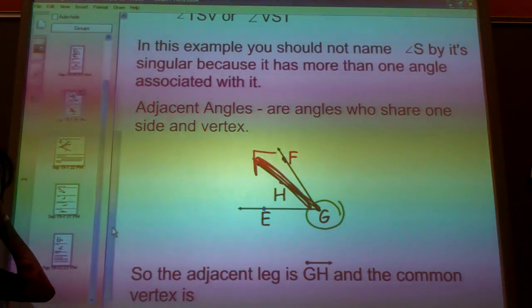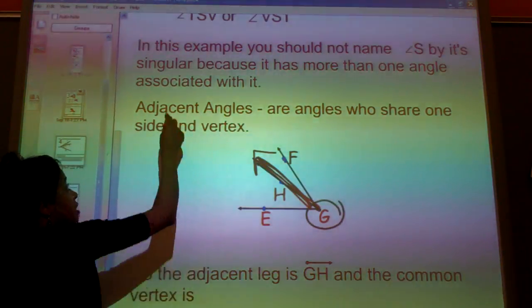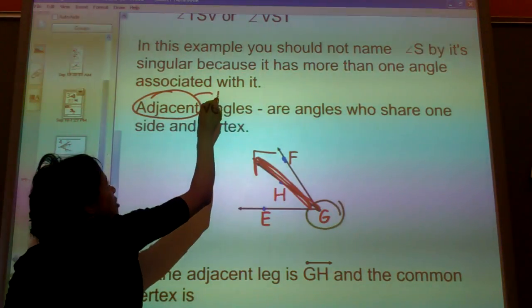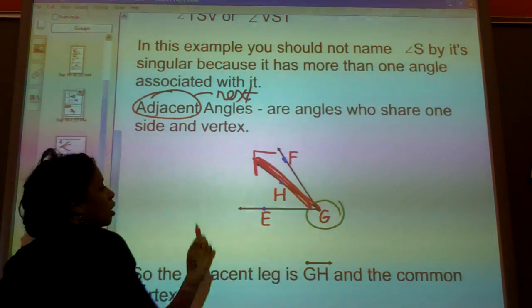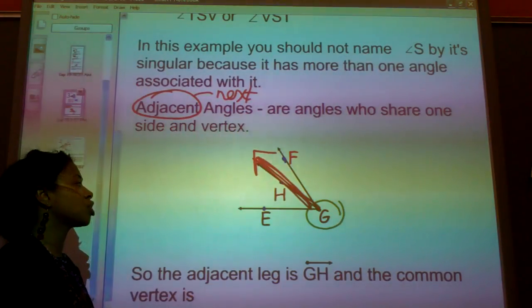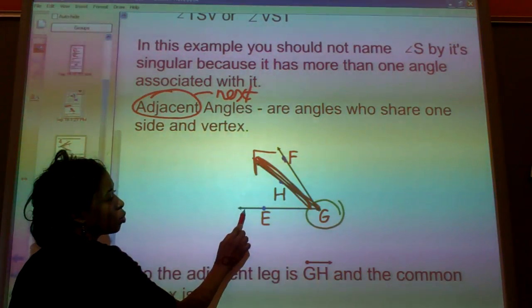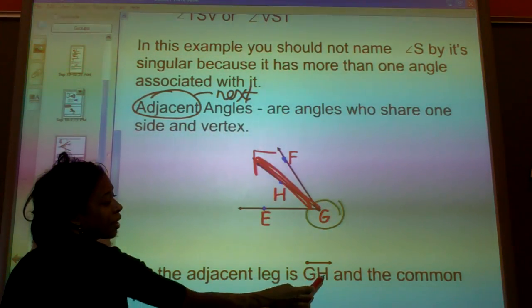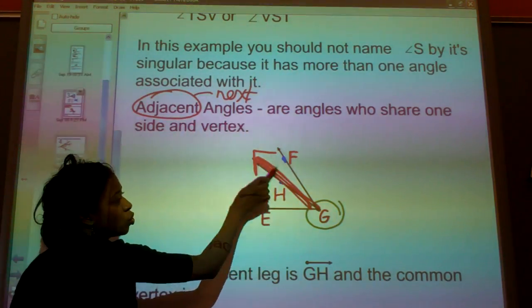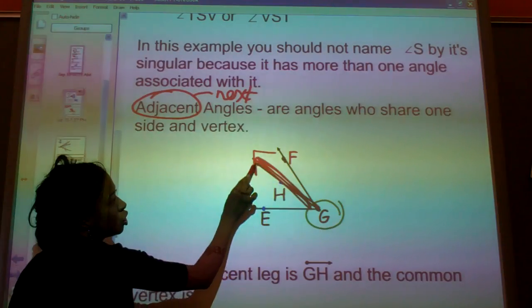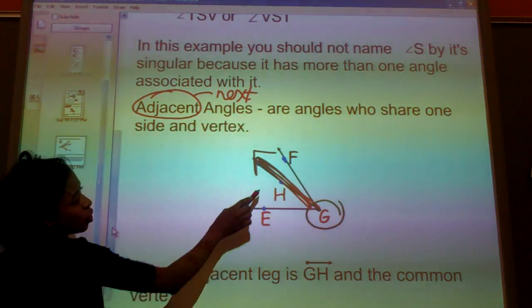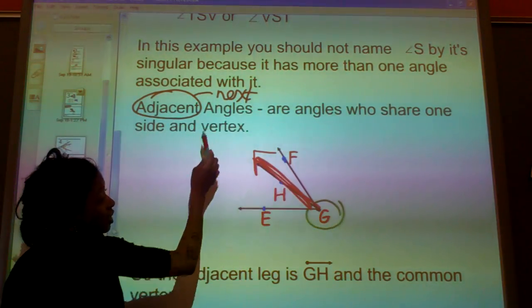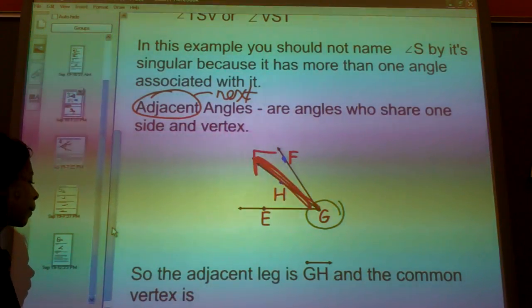is your adjacent leg. If we remember what the word adjacent means, next to. So GH is going to be the leg for angle EGH, shared right here. And the ray GH is also used for the angle FGH there. So it's shared, or adjacent, because it's next to.